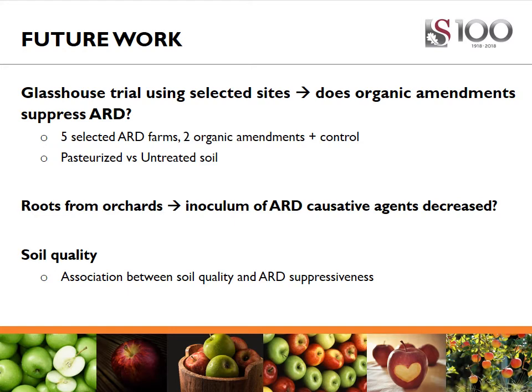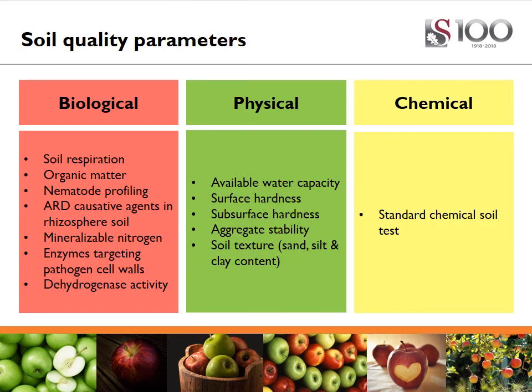Root samples will be collected from the orchards to determine if the amended soils have decreased ARD pathogen inoculum levels. We will also be analyzing the soil quality by testing different parameters to investigate the associations between the soil quality and ARD suppressiveness of the organic amended soils. The soil quality parameters we will be analyzing are listed here.